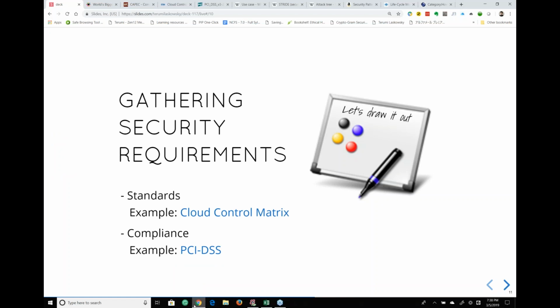Let's go ahead and move on. Some of the examples are, I'm going to show you just a quick example of the Cloud Control Matrix. The Cloud Control Matrix is a matrix of security things that must be done if you are to put a secure system in the cloud, whether it's infrastructure as a service, platform as a service, and perhaps even software as a service. And you also have compliance items such as the Payment Card Industry's Data Security Standard. Let me just quickly show you what this Cloud Control Matrix looks like.